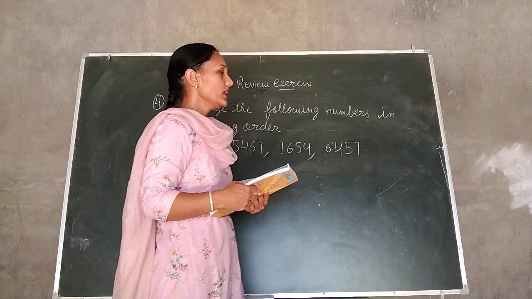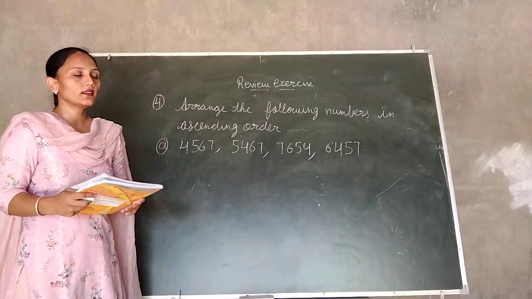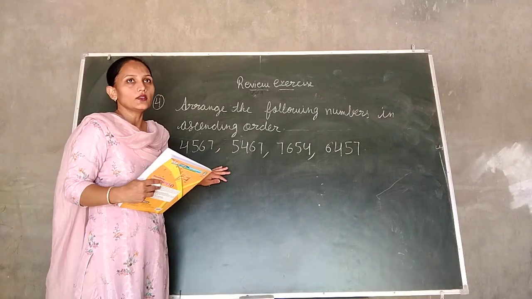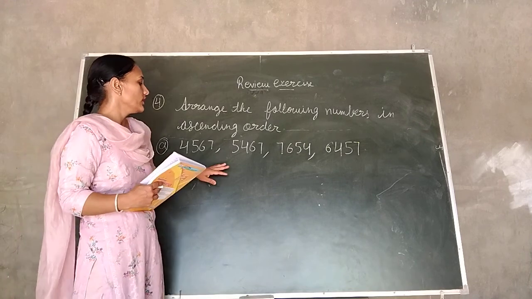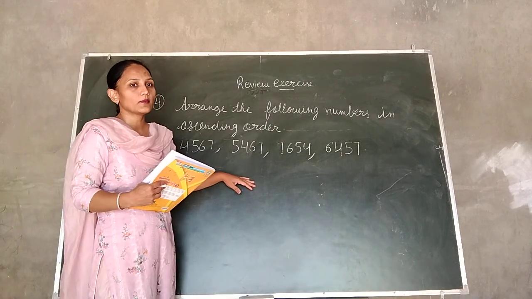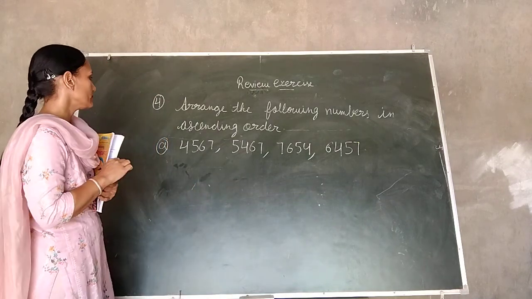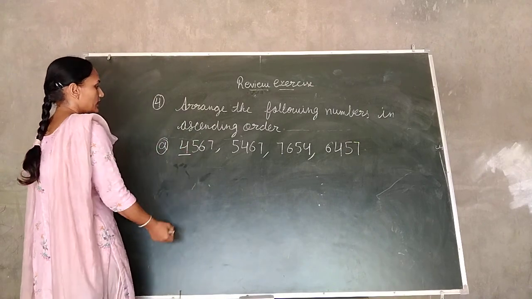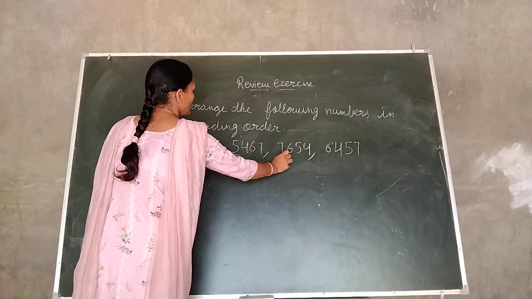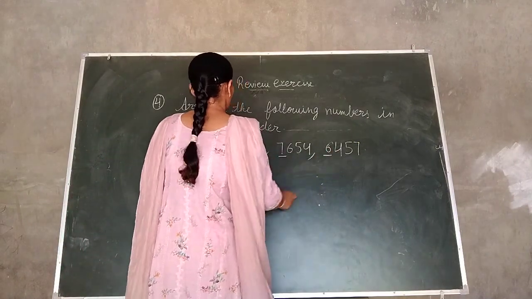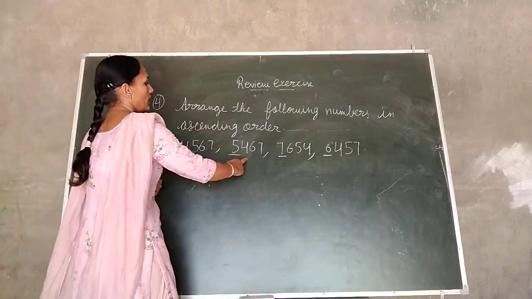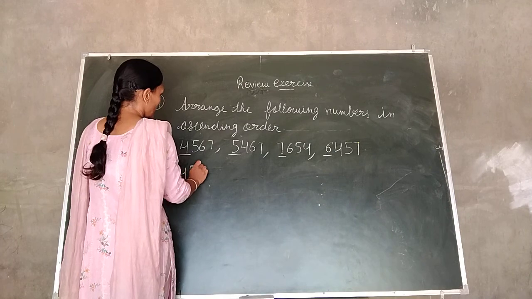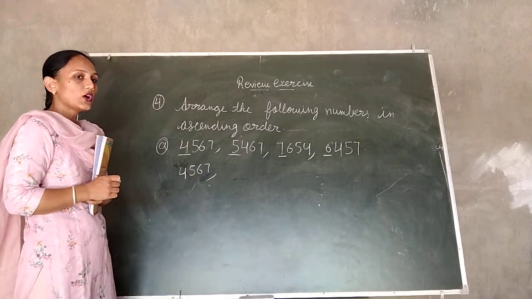6457. When we have to arrange the numbers in ascending order, we have to write the smallest number as the starting number and then write the number greater than that number, and so on. So firstly we will compare the digits in thousand place. 4, 5, 7, 6, which is the smallest? 4. So it means 4567 is the smallest number.